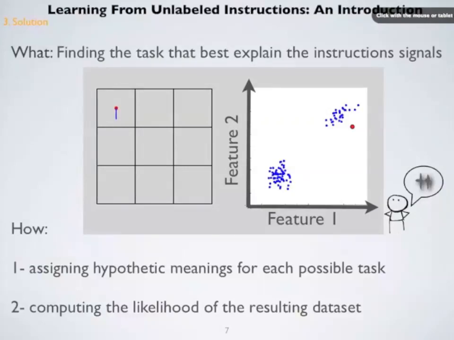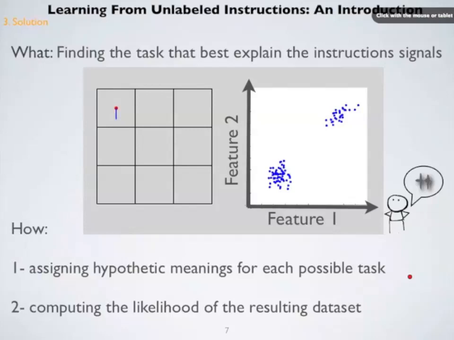As we already know, the robot is aware of the kind of instruction the user is providing, in our case feedback, but also of the set of possible tasks the user may ask, in our case going to one and staying in one of the 9 possible states of this grid world. Therefore, the robot can assess its own actions with respect to each task hypothesis. And by doing so, it can create artificial labels or artificial meanings for each task hypothesis and test the likelihood of the resulting dataset.